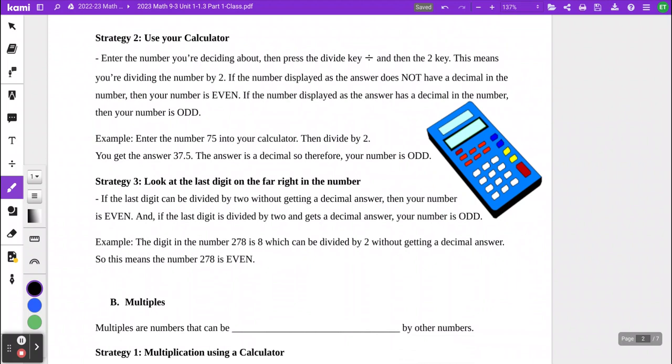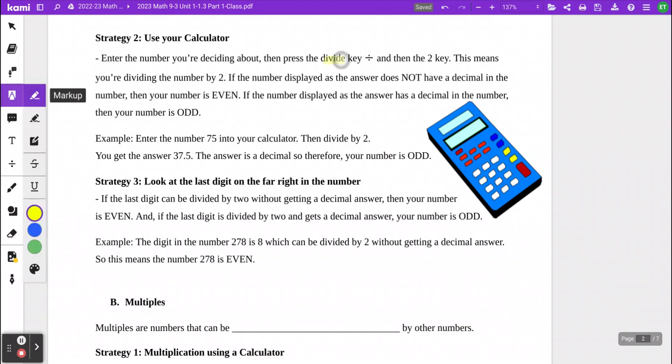Second strategy is to just use your calculator. So we can enter the numbers and then hit the divide key and divide by 2. So when you're dividing by 2, if you get a number that does not have a decimal, it's an even number. But if your answer is displayed with a decimal, that means it didn't divide evenly, so you couldn't put it into even groups. So that number would have had leftovers, which makes it an odd number, okay?